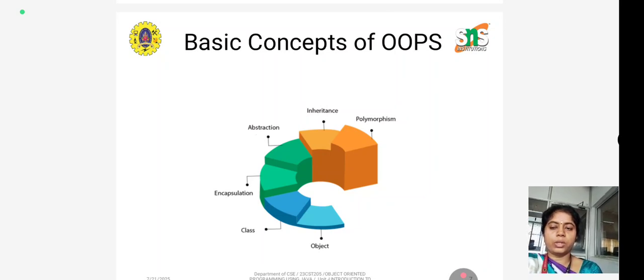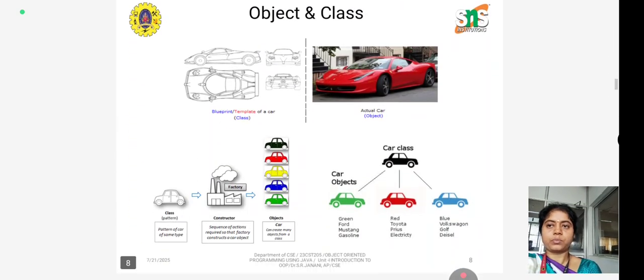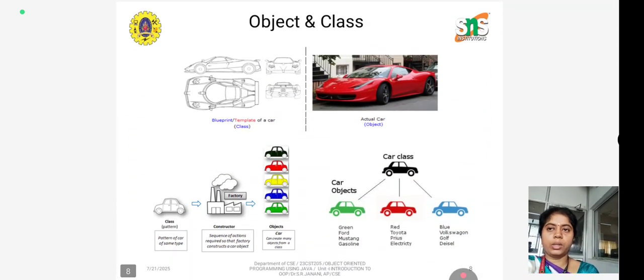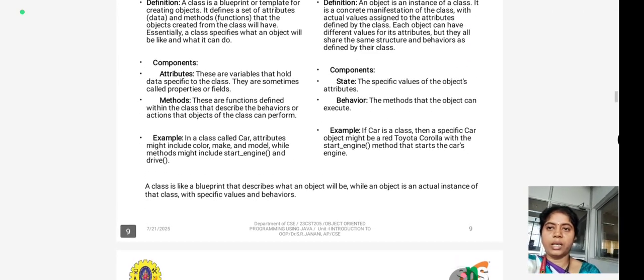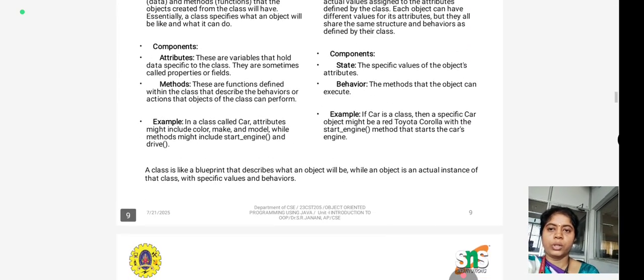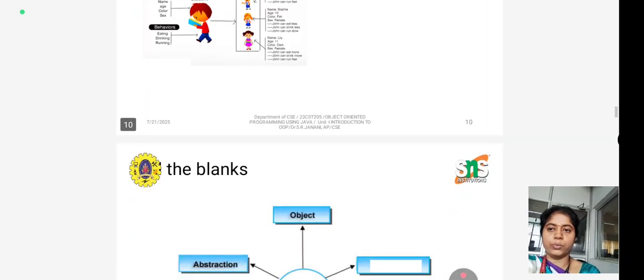Now we are going to see about encapsulation and abstraction. So this is an example for class and objects. A class is nothing but a blueprint or template. An object is nothing but an instance of a class. And what is the difference between both the things? We saw that in the last video.